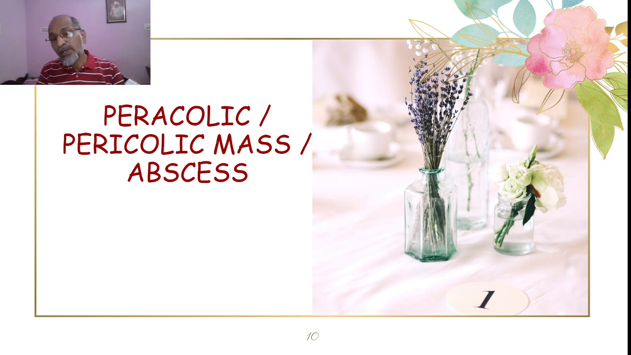Then you have peritonitis. Now, if the pericolic or paracolic abscess or mass gets infected and bursts within the peritoneum, it leads to suppurative peritonitis and can cause clinical features of fever and severe abdominal pain, generalized guarding and rigidity of the abdominal wall. So you will come to know that now the patient has a second complication of the diverticulitis, and that is the peritonitis.